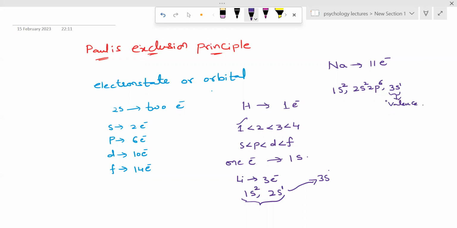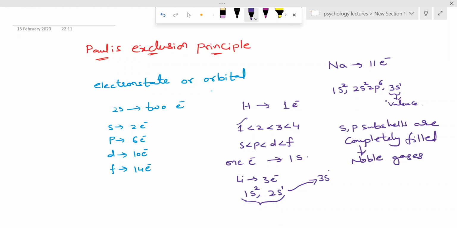Now there are particular atoms where, when the s and p subshells are completely filled, we call those elements noble elements. Basically these are gases, so we call them noble gases, and they are not chemically reactive, they are stable. For them, the outermost shell is completely filled.